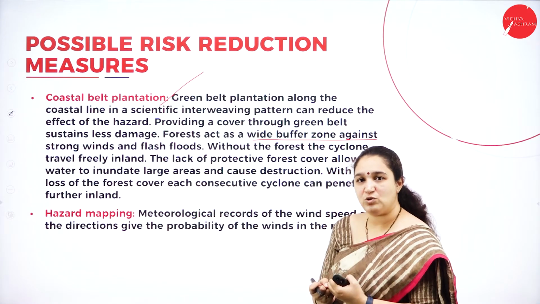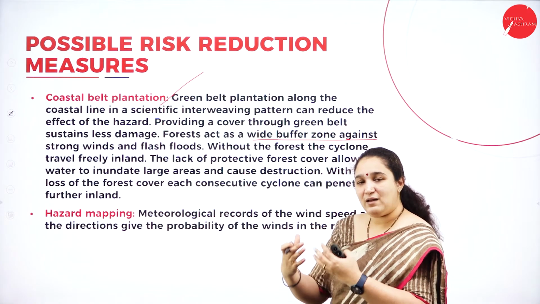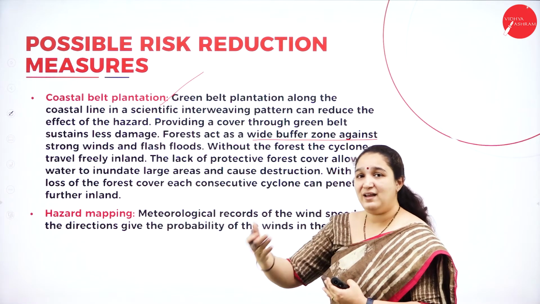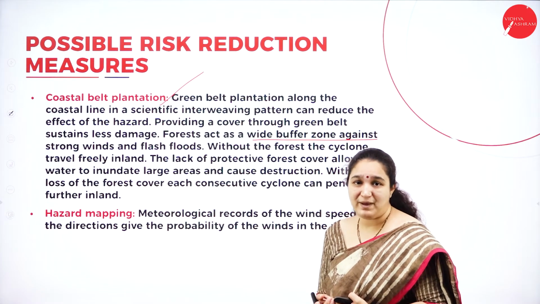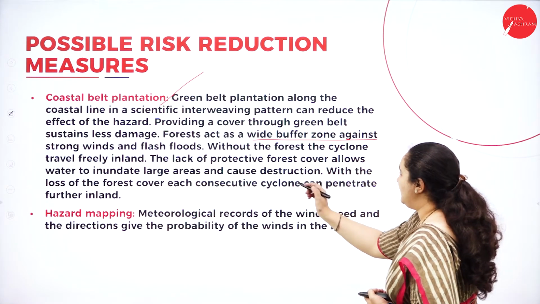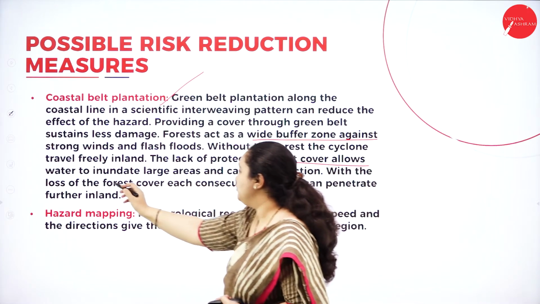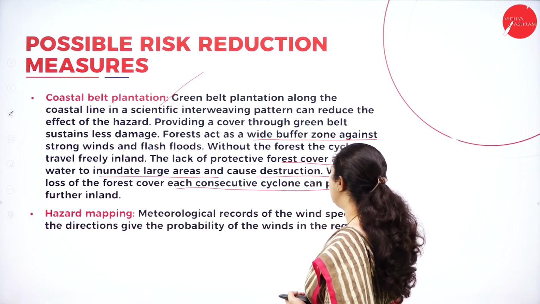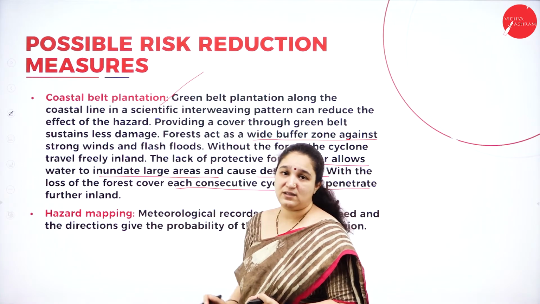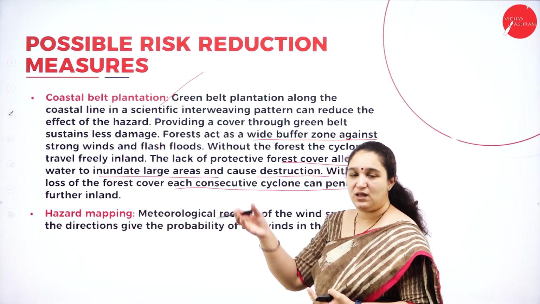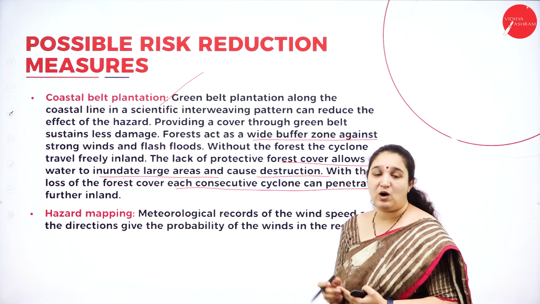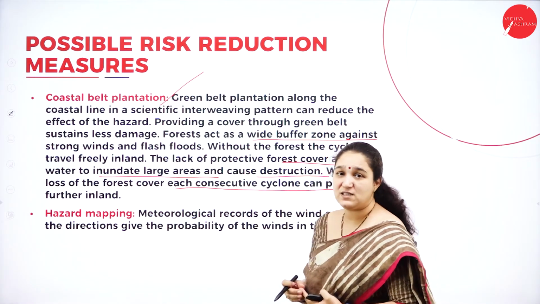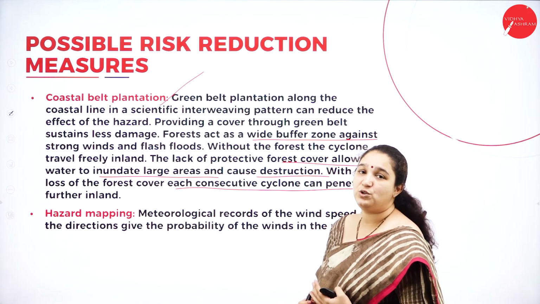They will act like a buffer zone where the cyclone wind speed can be reduced because of the tall trees and the thick trees or forest which is there, and the inland area can be saved from a lot of damage. Okay. The lack of protective forest cover allows the water to inundate large areas and cause destruction. With the loss of forest cover, each consecutive cyclone can penetrate further inland. So if there is a plantation in the coastline, or the forest area is preserved in the coastal line, then we can save ourselves from a lot of damage which can occur due to the cyclones.